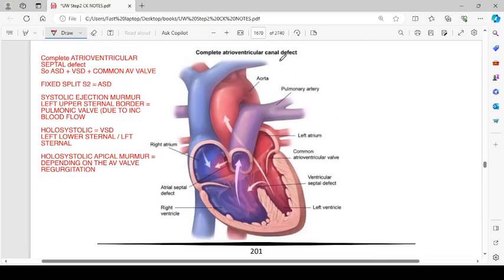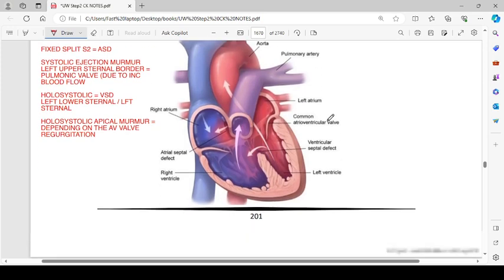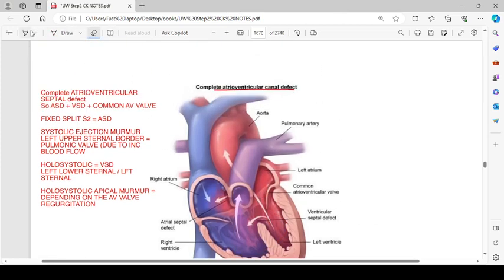Now the next thing is complete atrioventricular canal defect. In the complete atrioventricular canal defect, the vessels are aptly placed, but there is no differentiation. The heart is basically a two-chambered structure. There is a common atrium and a common ventricle, and the vessels are placed over them. So mixed blood is moving in both vessels. Aorta is getting both deoxygenated and oxygenated blood. So complete atrioventricular septal defect is ASD plus VSD plus common AV valve.